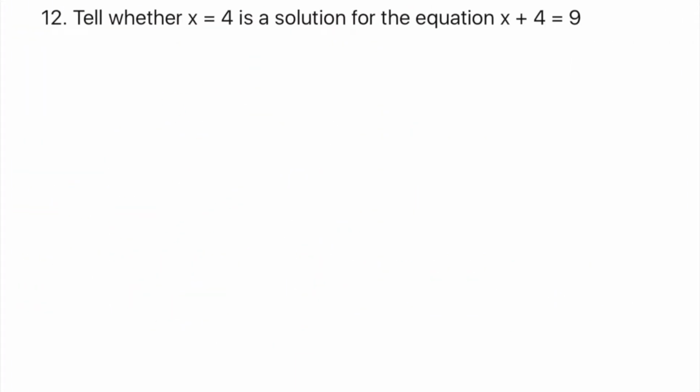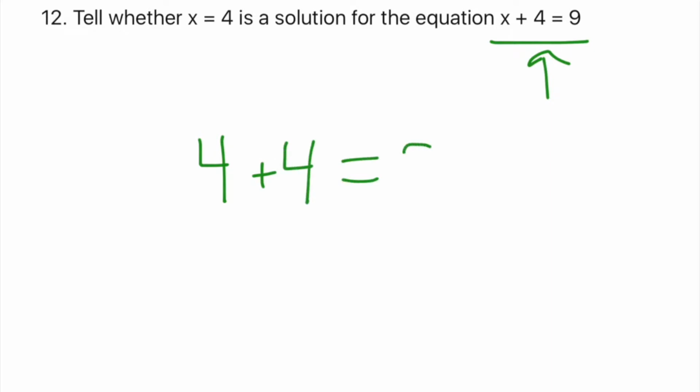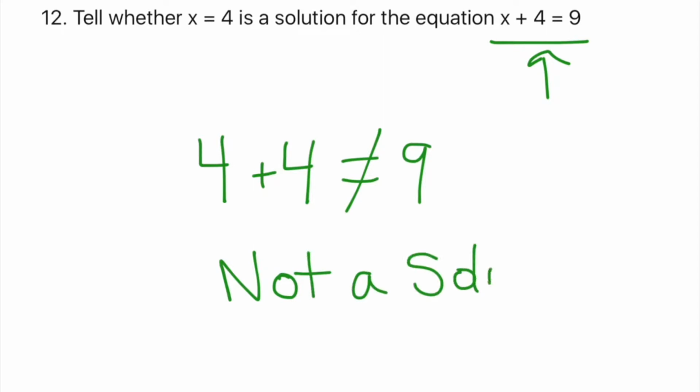Number 12, tell whether x equals 4 is a solution for the equation x plus 4 equals 9. So for this one, all you need to do is plug in 4 for x and see if it works with this equation and makes it true. So if I plug in 4 for x, and then I also have plus 4 equals 9, well, that's not a true statement. 4 plus 4 does not equal 9. So no, this is not a solution. So you could just say not a solution.